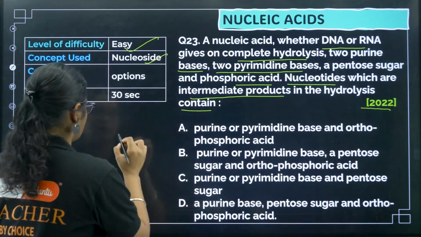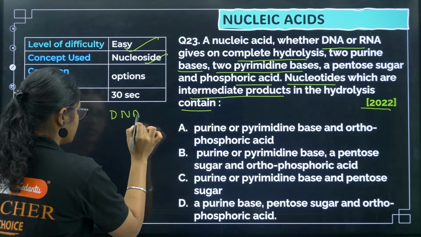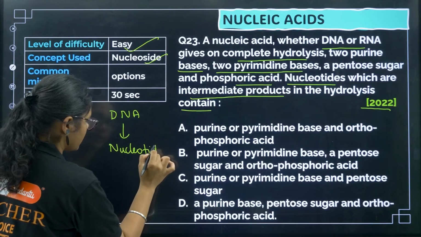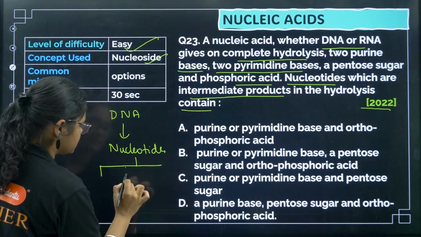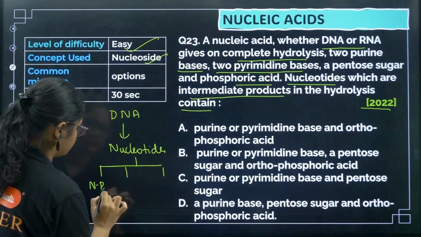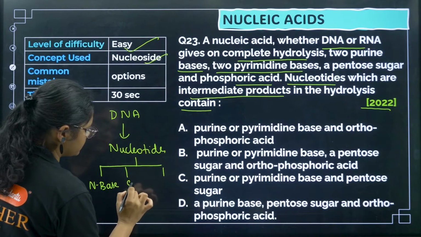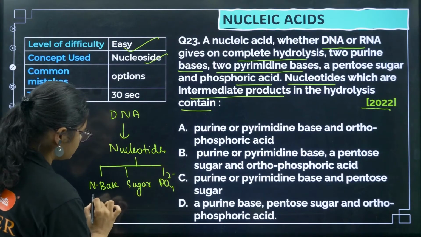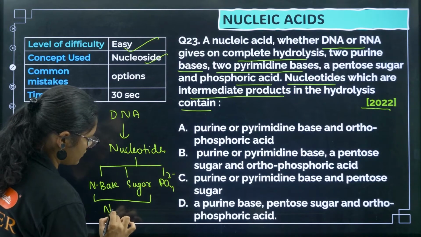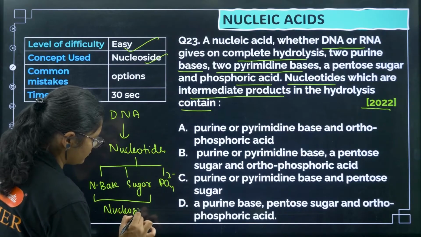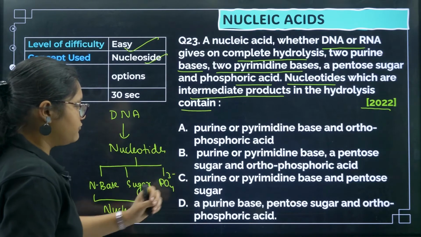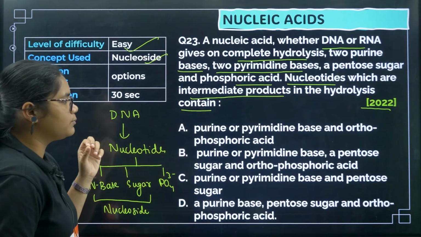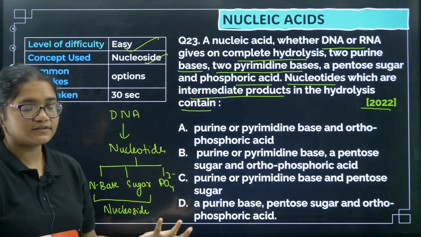DNA or RNA is made up of nucleotides, and nucleotides have three parts in them. One is your nitrogen bases, then you have the sugar group, and then you have the phosphate group, right? The nitrogen base and sugar together are called the nucleoside. Now the question is asking, if you take any random nucleotide and you hydrolyze it, what all products will you get?